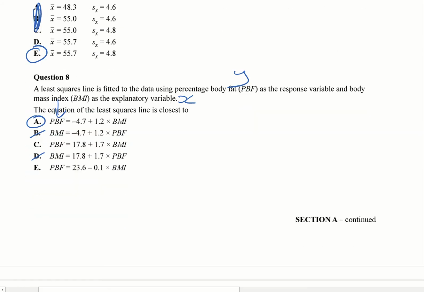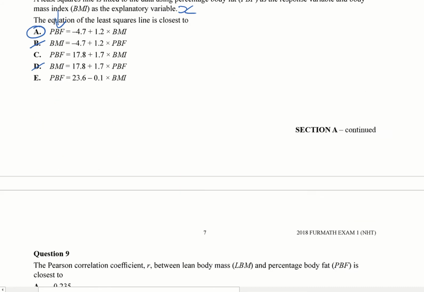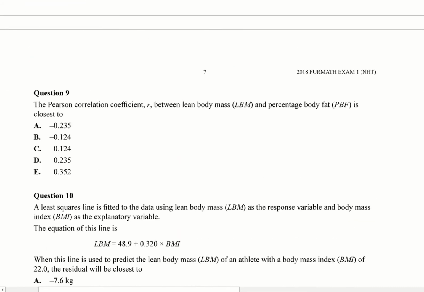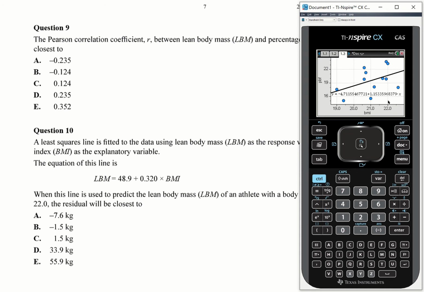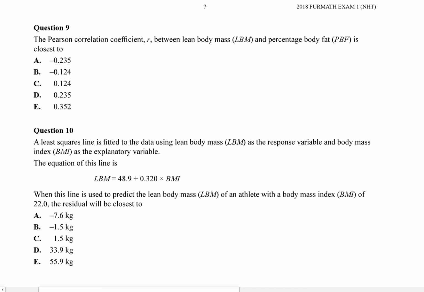The hardest part in doing some of these questions is the time it takes to put the data in, but once you've got that, it's not that hard to do. And now, again, we've got a Pearson's correlation coefficient between lean body mass. So that's our X.